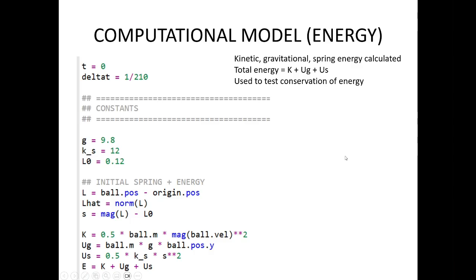This model also calculates the energy at each step. The kinetic energy depends on the velocity, the gravitational potential energy depends on the height, and the spring potential energy depends on the stretch of the spring. The total energy is the sum of all these three energies. These calculations allow us to test whether energy is conserved in the system.